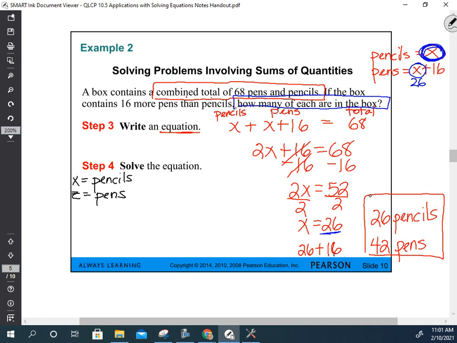If you're going to have two variables, then you need two equations. So the problem would have been X plus Z equals 68, and Z equals X plus 16. If you're going to use two letters, you're going to have two equations. We will eventually get here, but we don't need it yet.